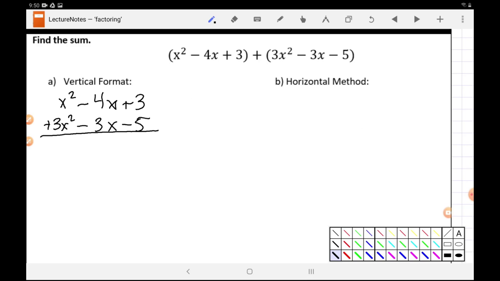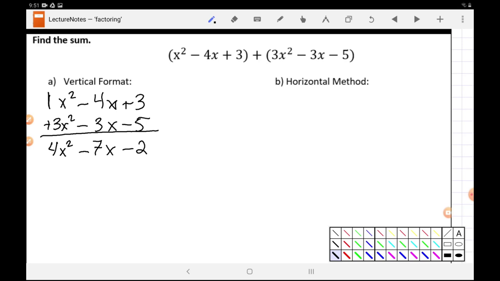So let's add with the first one. So 1x squared plus 3x squared would just be, let me go back and fix that real quick. Should be 4x squared. Negative 4x added with a negative 3x should just be negative 7x. And then a positive 3 subtract 5 should just be negative 2. And that's my method. So that's the vertical method. I like that one. You line up your terms real quick, and then it's pretty quick and simple.